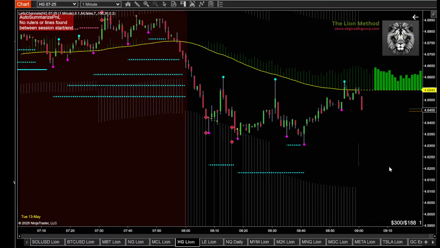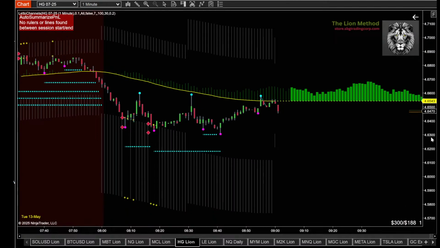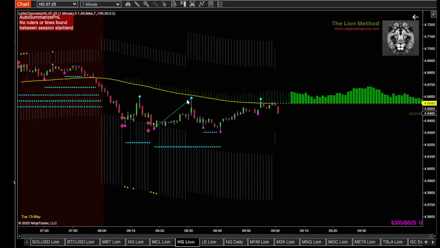Again, we're trading the Lion system. The Lion system is based on two indicators. One of them creates this yellow midline and these channel lines and this histogram. That's called Leto channels. That one determines when we're overbought or oversold, and that's what we're looking for, for a reversion back to the midline. That's the whole point. We're going to be scalping toward the midline.